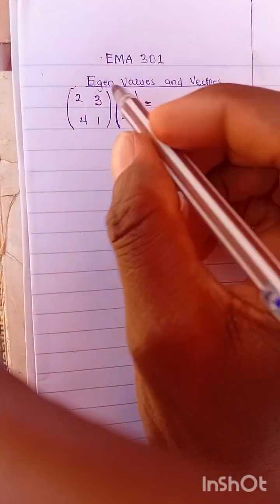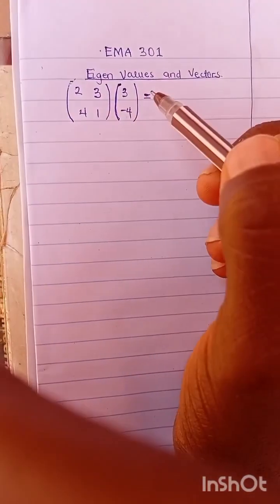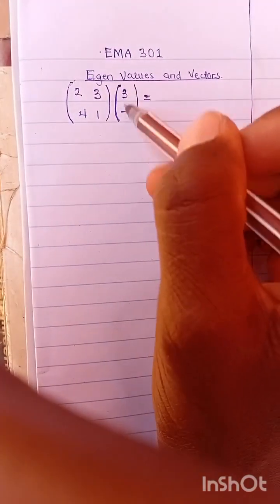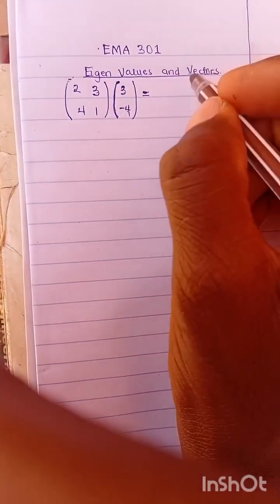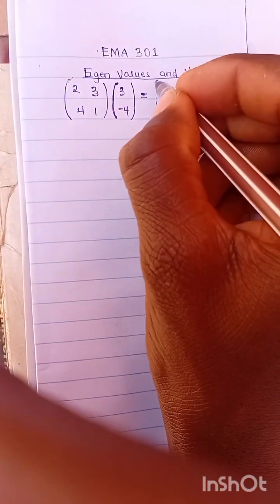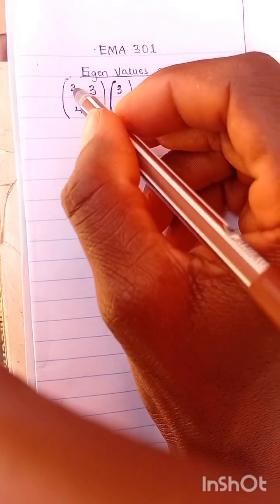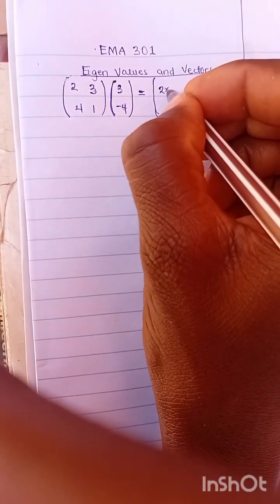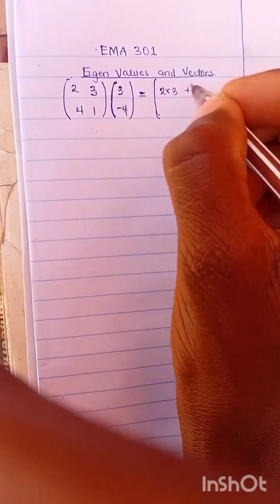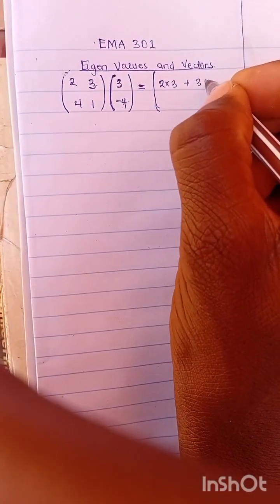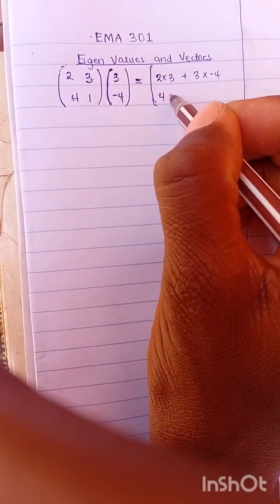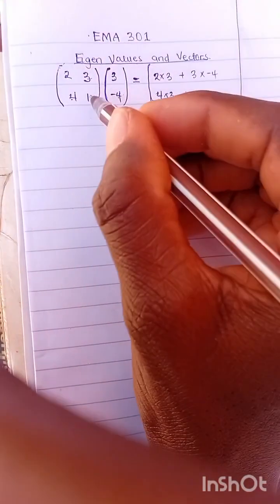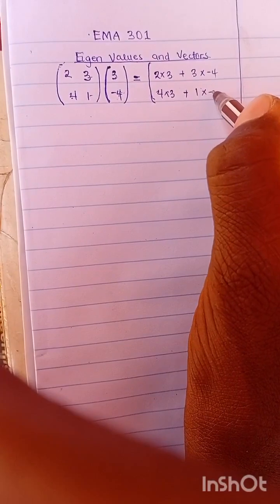Let's expand this matrix. You know how you do your matrix multiplication. So this is going to be 2 multiplied by 3 plus 3 multiplied by minus 4. That's for the first row. Then for the second row, you have 4 multiplied by 3, then plus 1 multiplied by minus 4.